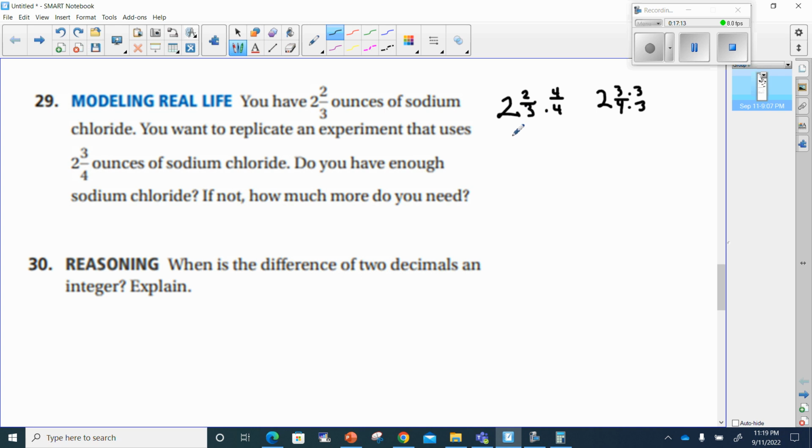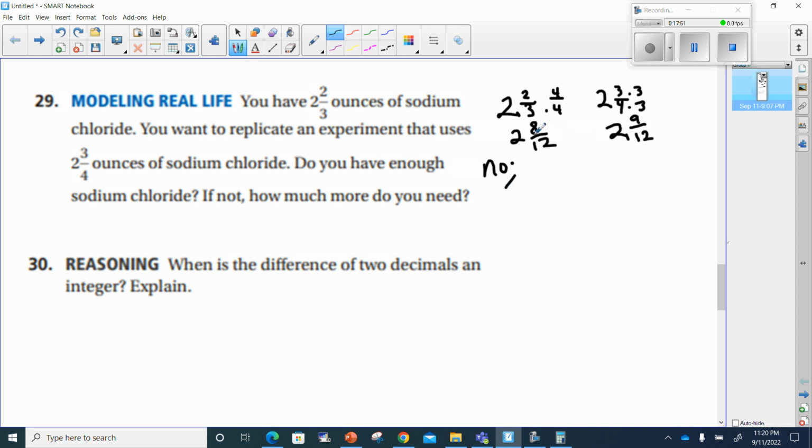So if I was to do this, this would be 2. And 2 times 4 is 8. And 3 times 4 is 12. Over here, I would have 2. And then 3 times 3 is 9. And 4 times 3 is 12. You can see this one is bigger here. So 3/4 is more than 2/3. So they're asking, do we have enough? And it says, I want to replicate it that uses this, but I only have this. So no, I don't have enough.